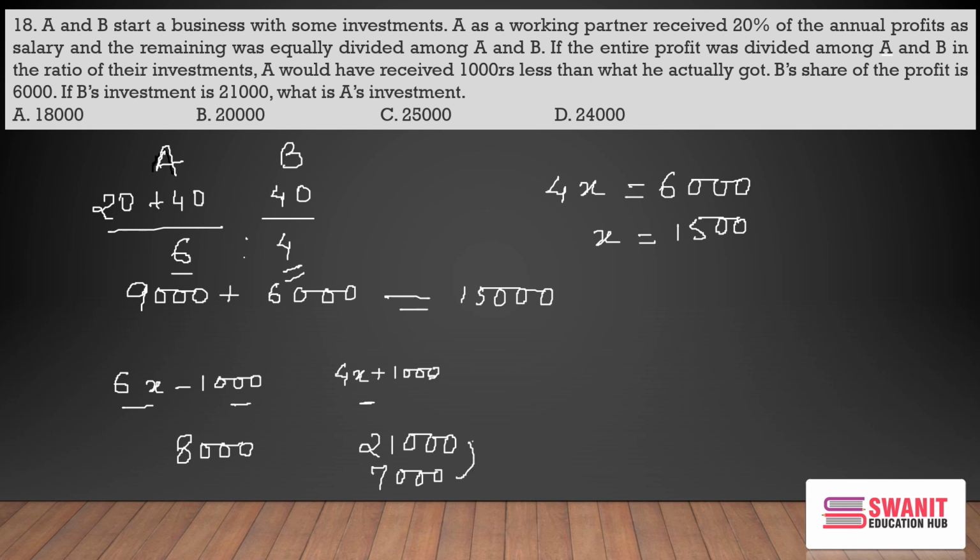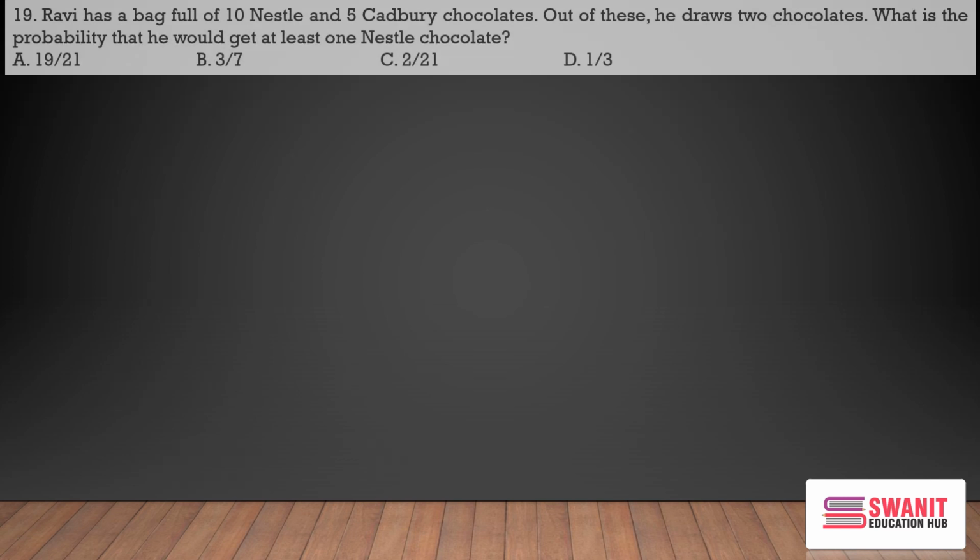So he invested 21,000, which is 3 times of it. Therefore, he must have invested 3 times of it, that is 24,000 as the investment value. And that's option number D as the answer. So this is how we solve such a question. It looks lengthy, it's easy. Another question.